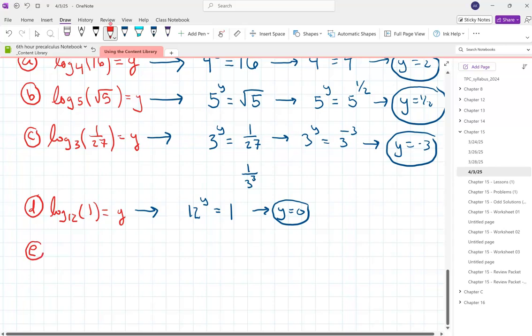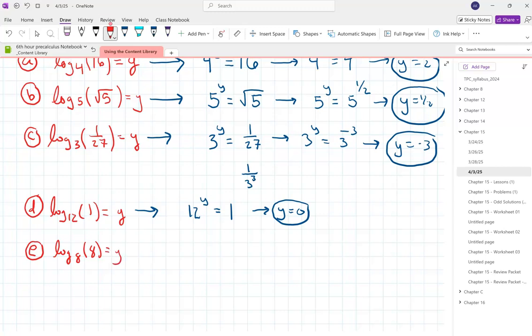And the last one, log base 8 of 8 is equal to y. Yeah, so I know that 8 is just 8 to the 1st, so y just has to equal 1.